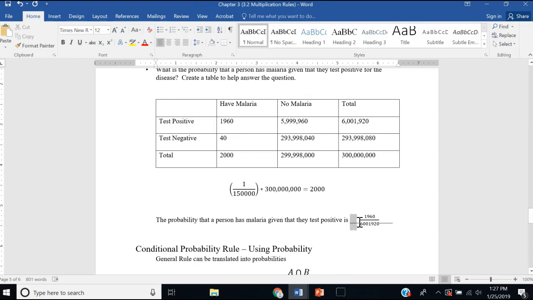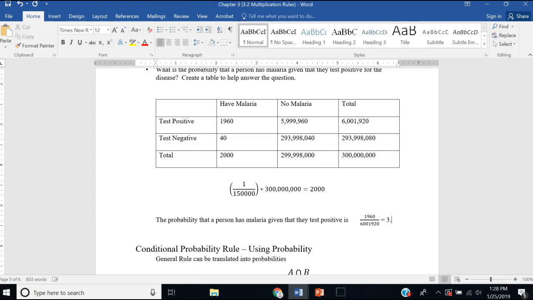So we get, I don't like these little lines. Let me try to fix that. 1,960 divided by that 6 million number. Okay. Now, if we take 1,960 and divide it by that 6 million number, we again get scientific notation.